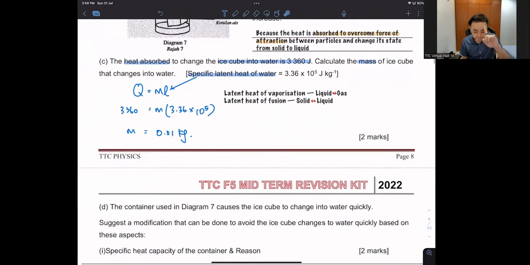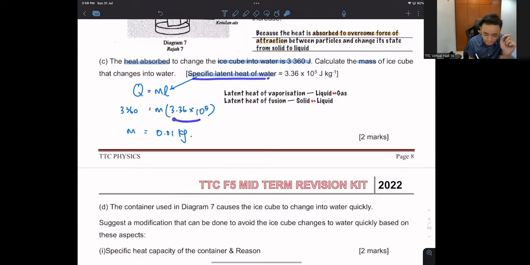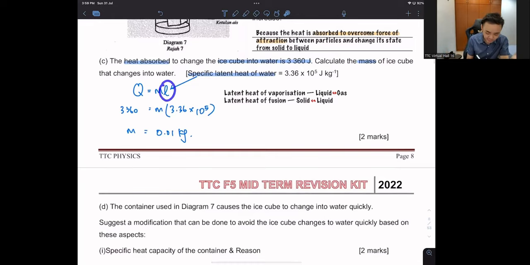Now, listen carefully. If they ask you, what is the name of the heat used or absorbed during, say, melting, then you mention latent heat of fusion. No need to put the word specific in front. When we say specific latent heat, that refers to the number, the 3.36. So let's say they ask you to calculate L. You calculate everything, you found the L. They ask you, what is the name of the L you calculated? Then yes, you write specific latent heat of water.